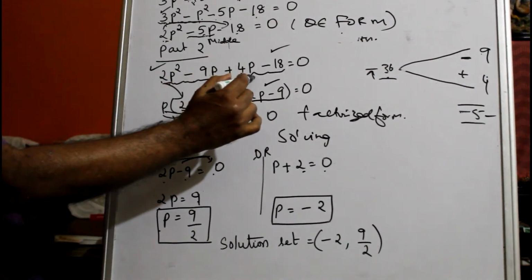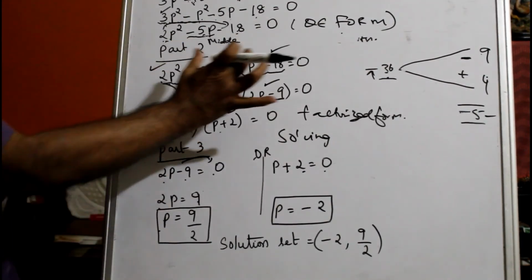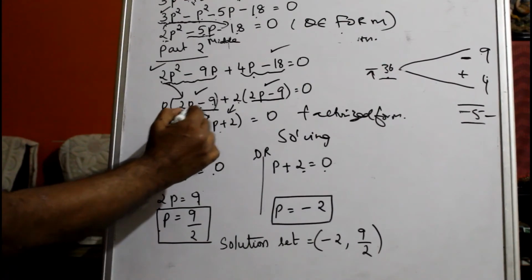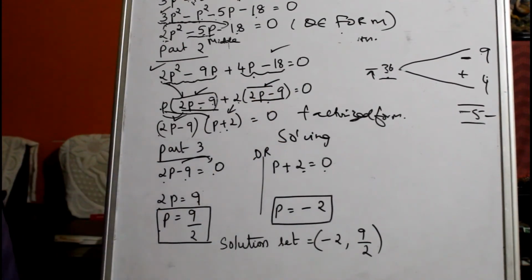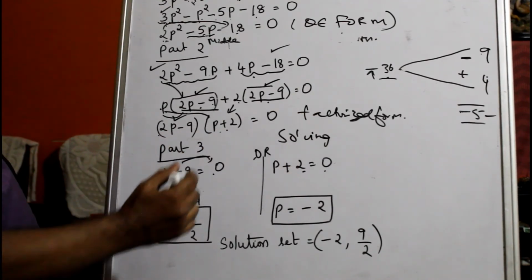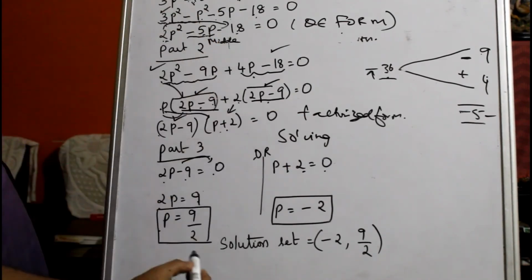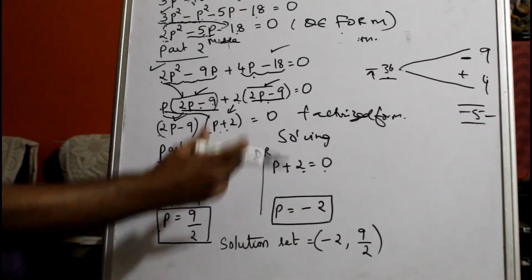Take the common for the first two and common for the next two. Group these two and group these two. You get a common factor. This common factor you take out again. The remaining numbers will come. So you get two factors. And since it's a quadratic equation, it will have two solutions, which you got. Hope you understood this.